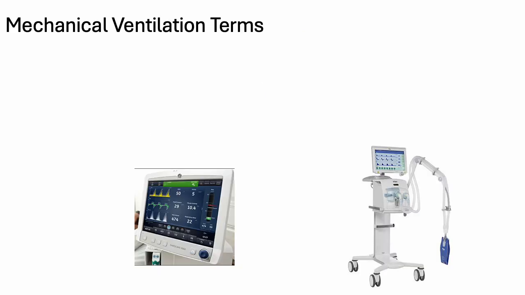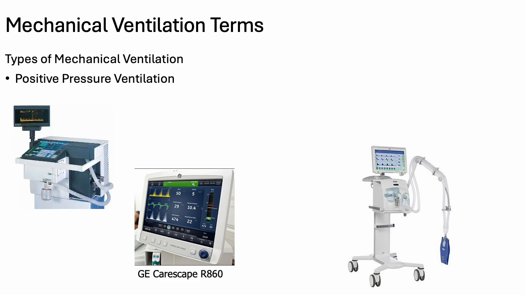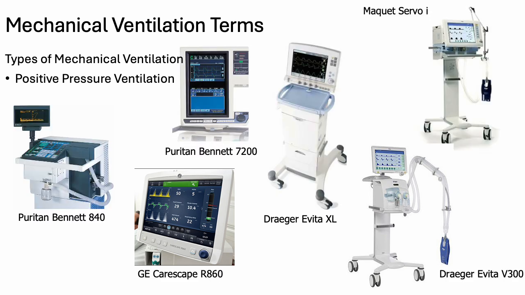Then for positive pressure ventilation, these are some examples of machines that you will see in Singapore hospitals. You probably may not see this one. This is a rather old machine, but I know some units do use it. You may see all varieties of different mechanical ventilation in the intensive care unit that you may work in or go to when you are a student on clinical placement.